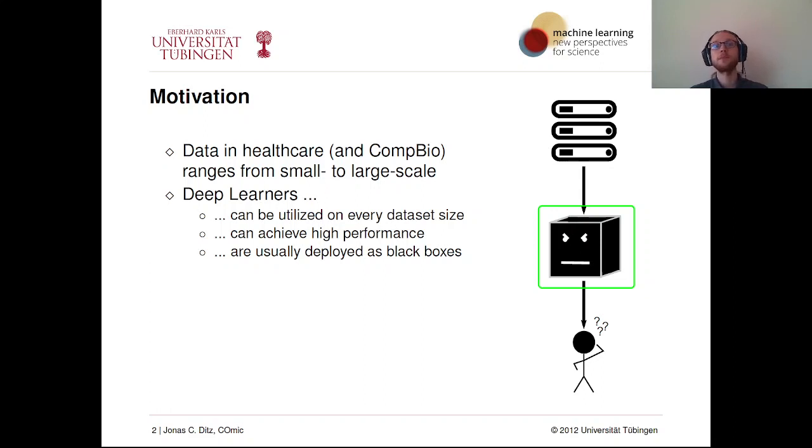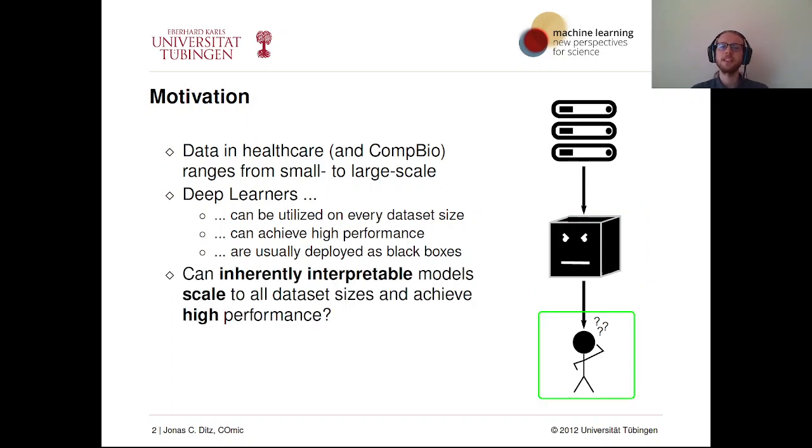However, they usually are deployed as black boxes, which means that they do not offer insights directly into the decision boundary learned by the models. So we asked ourselves, is it possible to create inherently interpretable models, so-called white boxes, that can efficiently scale to all different sizes of datasets and also offer the expressiveness to achieve high prediction performance? We tackled this research question by using kernel networks, an approach that combines kernel methods on the one hand with neural networks on the other hand.